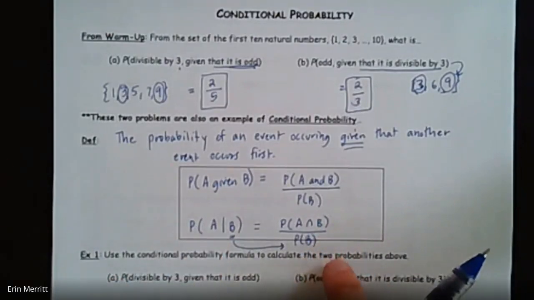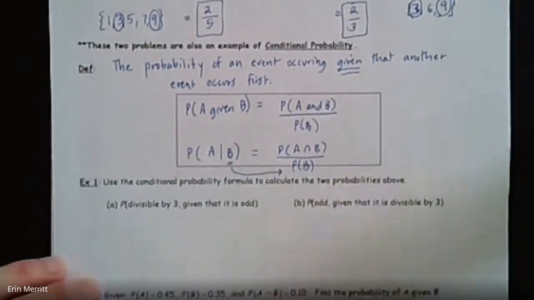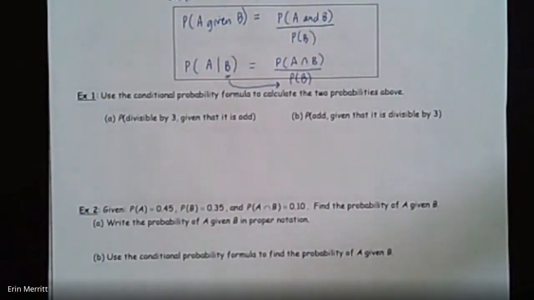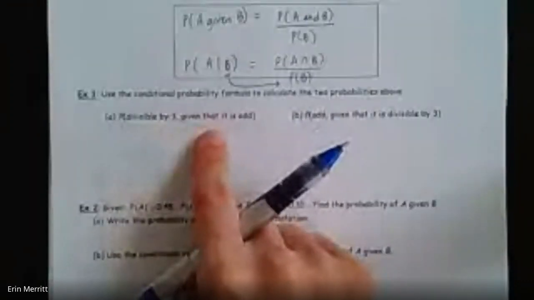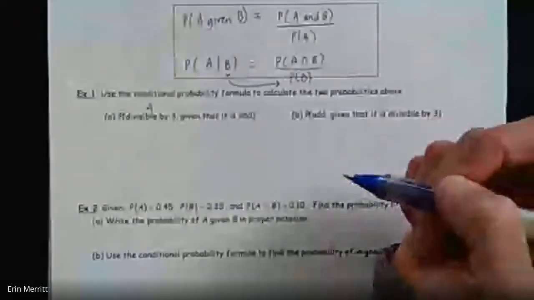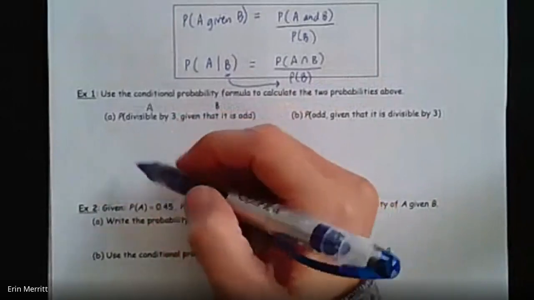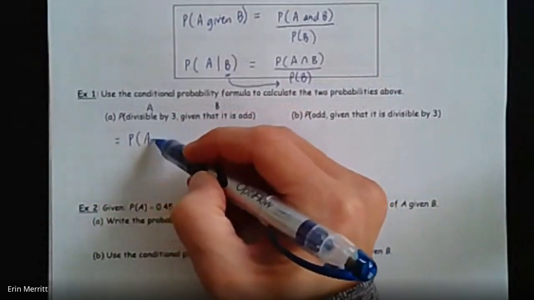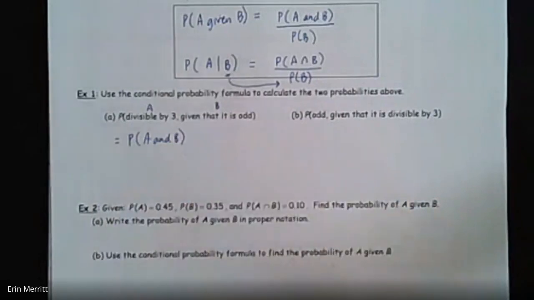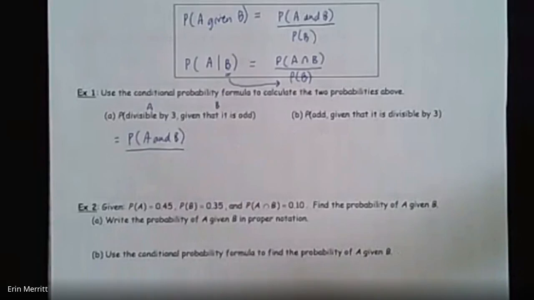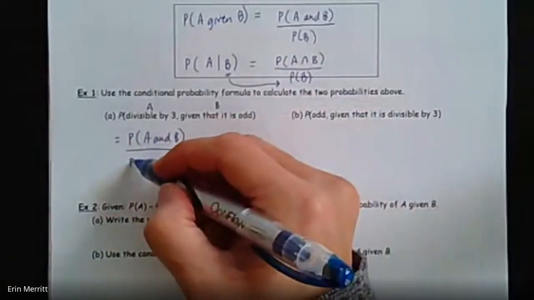So let's see how this actually works, all right? So I'm going to slide this up just so you can see a little bit better. There we go. All right, it says use the conditional probability formula to calculate them now. So the probability that it's divisible by 3, given that it's odd. All right, the divisible by 3 is like the A part of it. Given that it's odd is like the B part of it. So what we're saying is that the probability would be equivalent to A and B, so it's got to be in both sets. It has to be in the intersection, over the probability of the second part, the odd part of it.